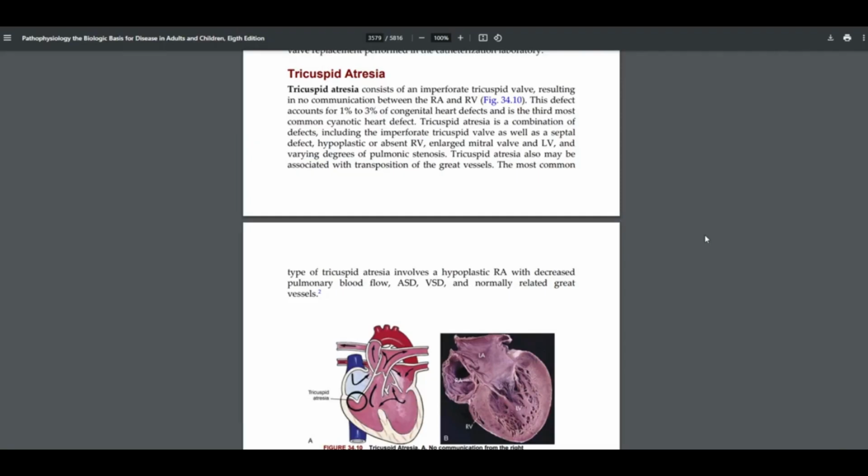Tricuspid atresia also may be associated with transposition of the great vessels. The most common type of tricuspid atresia involves a hypoplastic right ventricle with decreased pulmonary blood flow, ASD, VSD, and normally related great vessels.